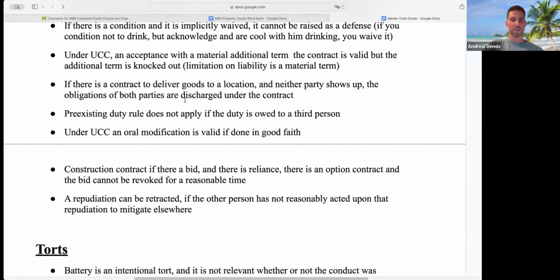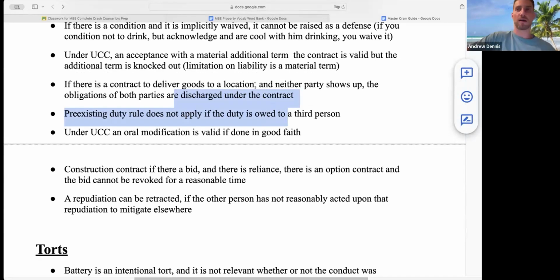If there's a contract to deliver goods to a location and neither party shows up, the obligations of both parties are discharged under the contract. Under the UCC, an oral modification is valid if done in good faith. A construction contract, if there's a bid and there's reliance, this creates an options contract, and the bid cannot be revoked for a reasonable time. A repudiation can be retracted if the other person has not reasonably acted upon that repudiation to mitigate elsewhere.